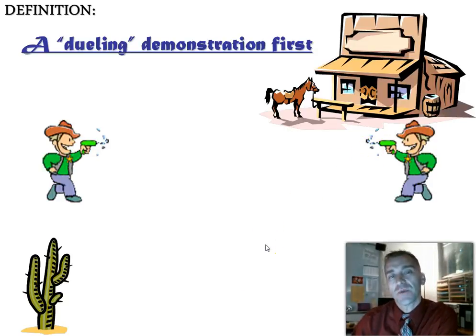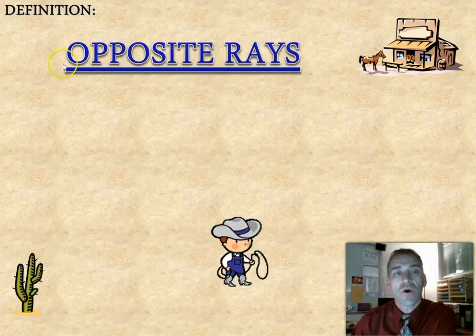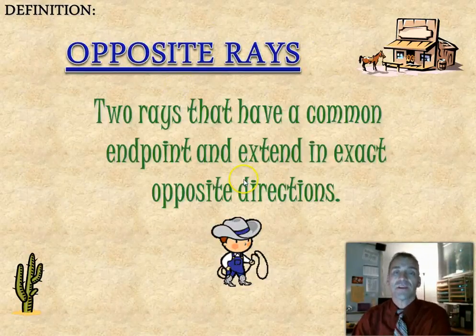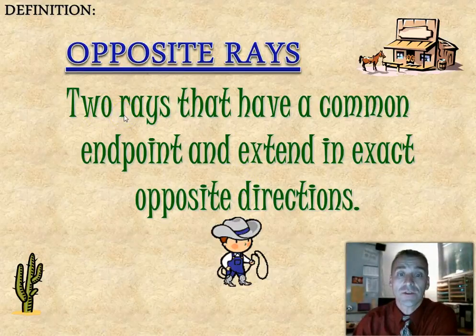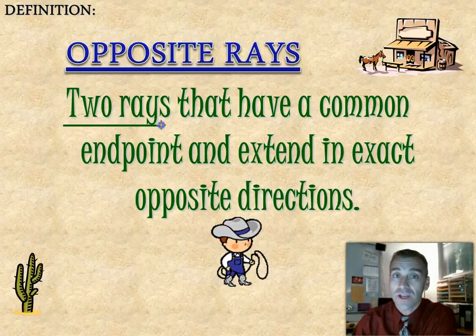There's a reason why I said this, because in geometry there are things called opposite rays. And this is a definition that needs to go in your notes, and here's your definition. It is when two rays have a common endpoint and they extend in exact opposite directions. Well, that should look familiar now.